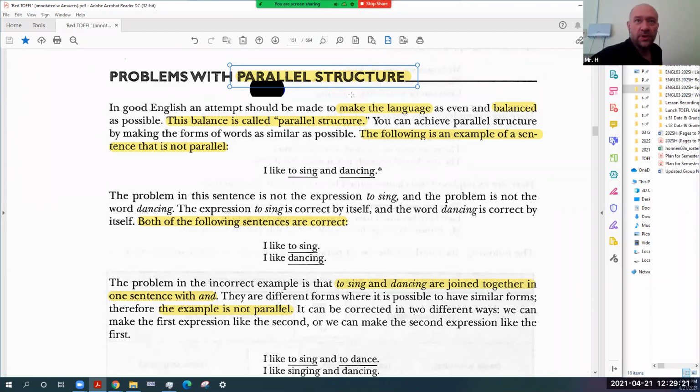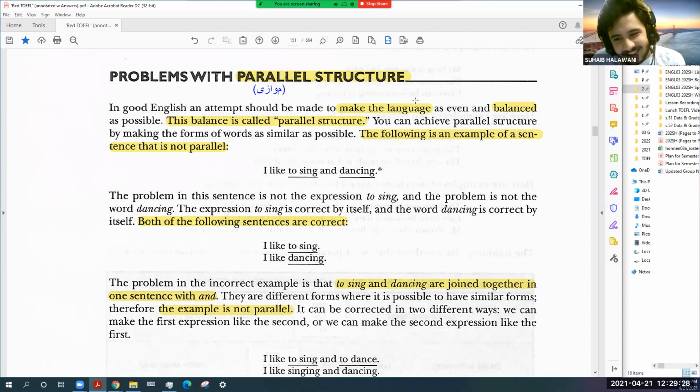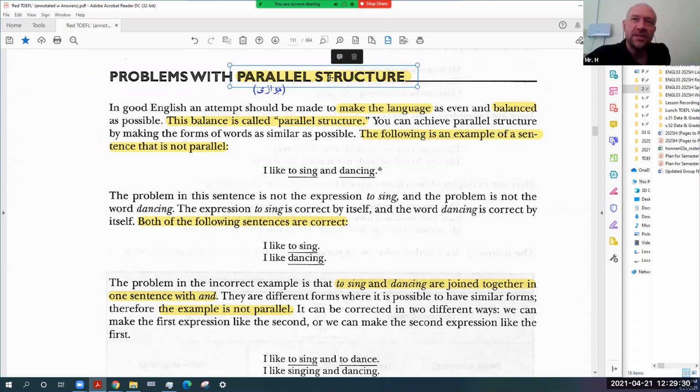So now what does it mean? Well, I think you know the Arabic word for that, don't you? Is that the right word? Yes. Parallel? Yes. But what does it mean when we're talking about English grammar? Do you know what it means in English grammar? Maybe Khalid, do you know the meaning of parallel structure? What does it mean, Khalid?